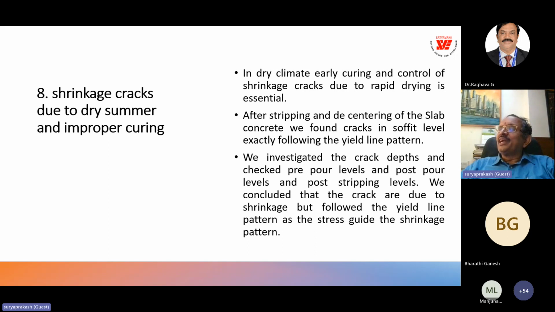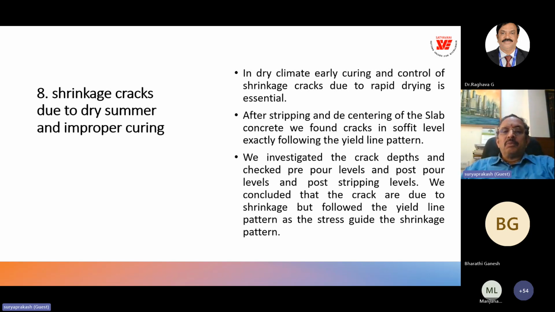So we are always worried whenever we find these shrinkage cracks, and we realize only after detailed investigation that these are only dry shrinkage cracks and not structural cracks. So it's very, very important. For that, we introduced the recording of levels, 6-stage levels for the slab.